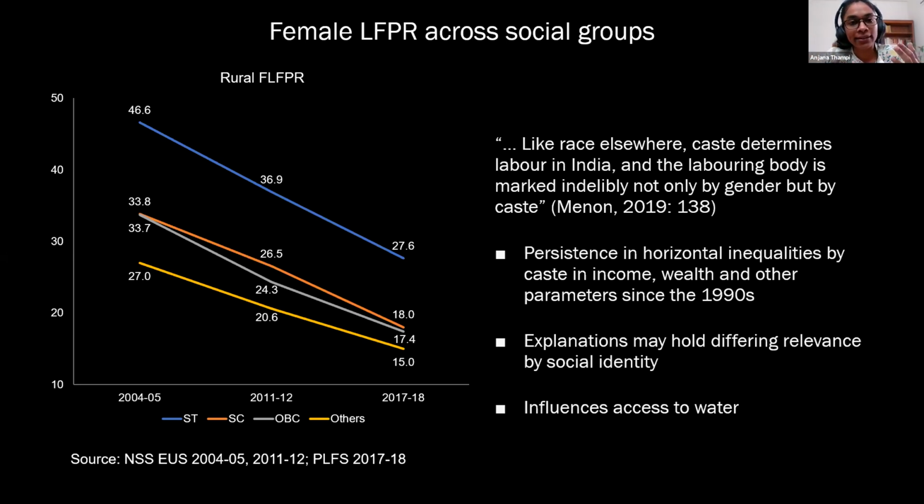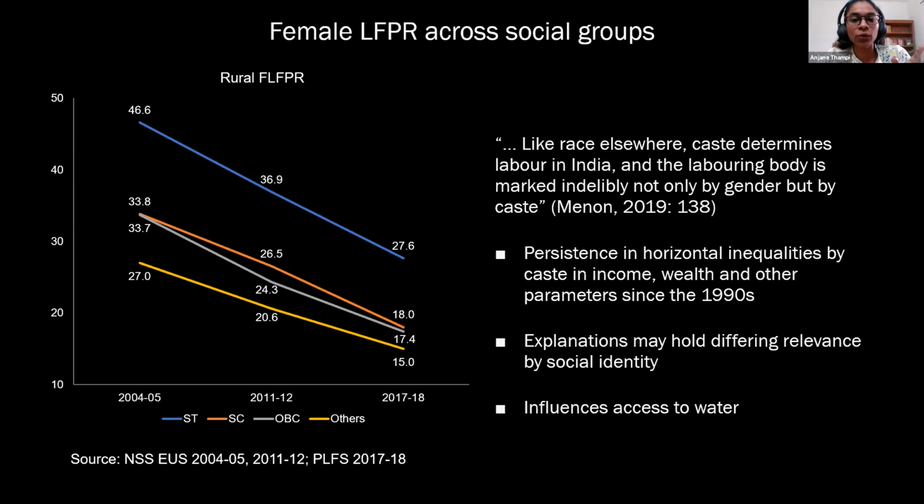So the point is that, as you can see, even though there's been a decline across social groups, the pattern of that decline is slightly different, as well as the rate itself is different, which can be identified with the general economic situation of these households as well, because the households that belong to the tribal communities are often far more economically disadvantaged than the forward caste communities. So just to raise the point that the explanation itself may be different across females who have different social identities.